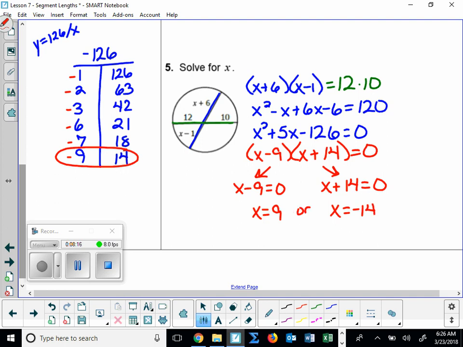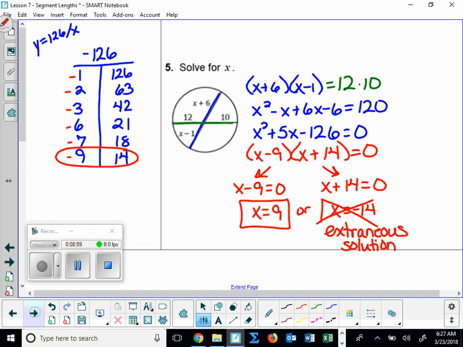Now I need to stop and I need to actually put this back into the problem because negative solutions don't always work in geometry. We can't have a negative segment length. If I put negative 14 plus 6, that's a negative 8. That's not going to work. So this is what we call an extraneous solution. And our only answer that works is x equals 9. This is why we've been having you factor for warm-ups lately, because you're going to have to factor.